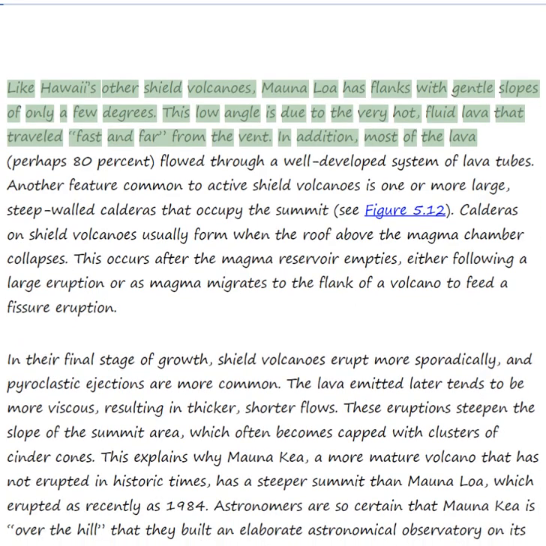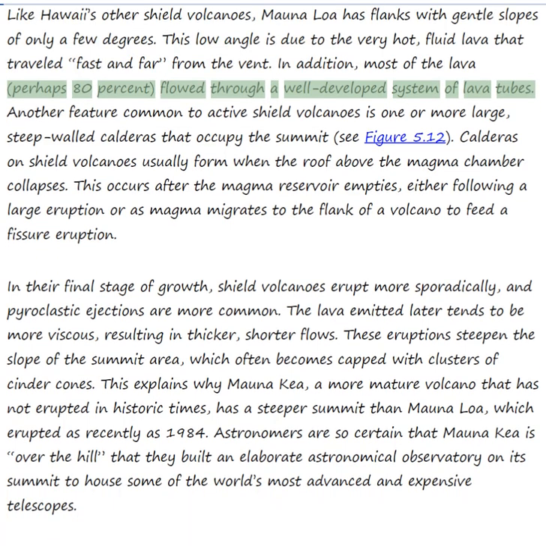Like Hawaii's other shield volcanoes, Mauna Loa has flanks with gentle slopes of only a few degrees. This low angle is due to the very hot, fluid lava that traveled fast and far from the vent. In addition, most of the lava flowed through a well-developed system of lava tubes.